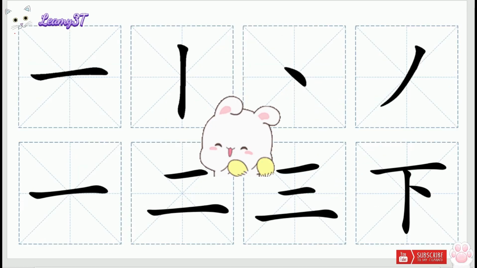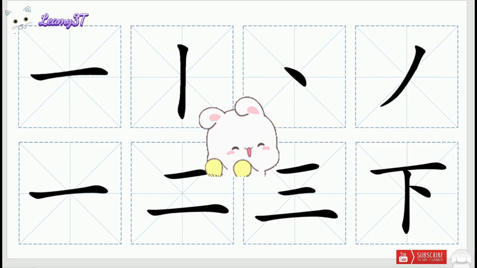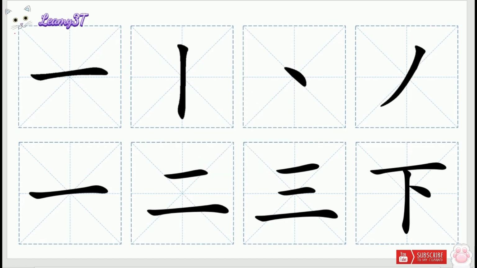Okay, congratulations. We finished today's task. Today we studied 4 basic strokes. Heng, shu, diǎn, pie. We also studied 4 simple words. They are yi, er, san, xia. And that will be today's class.